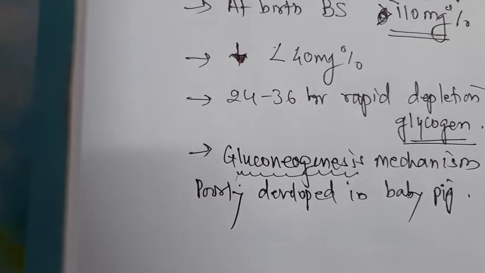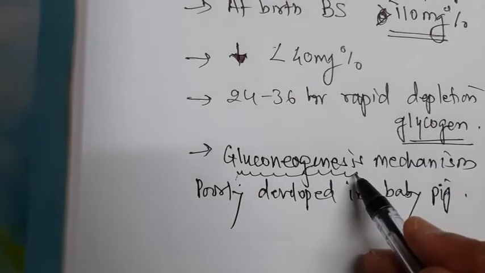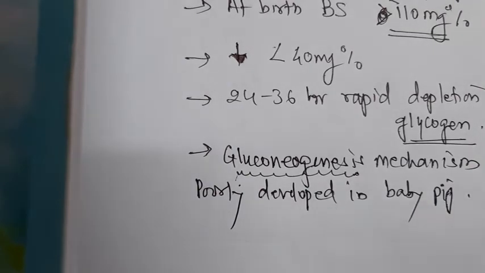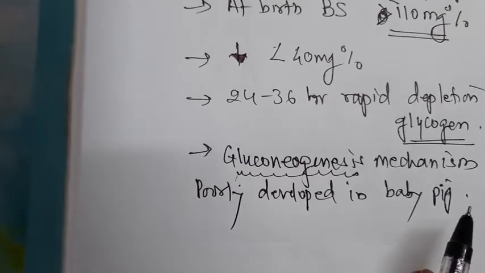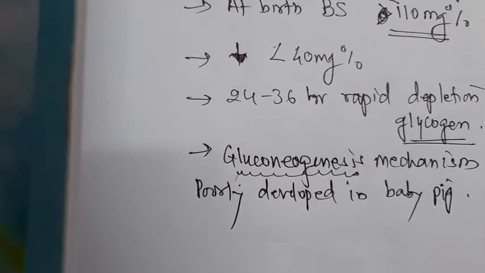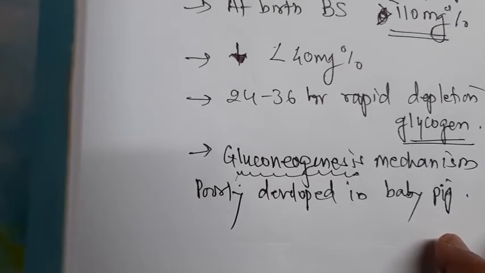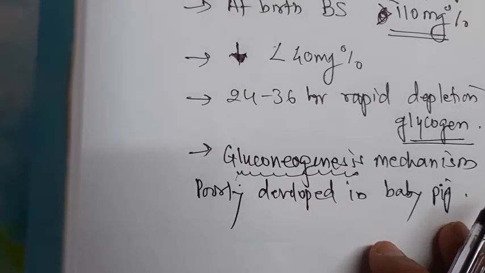So gluconeogenesis takes over, and there is an increase in the glucose level. Glucose is synthesized from non-carbohydrate sources. But in the piglet, this mechanism is underdeveloped because the enzymes are lacking in the baby pig. So they cannot tolerate starvation, isn't it?